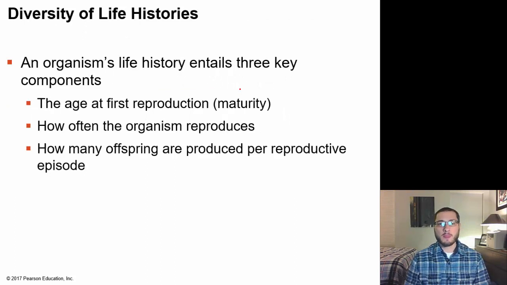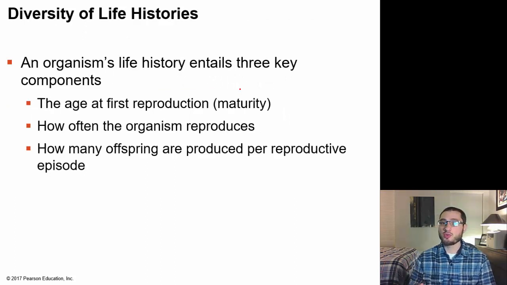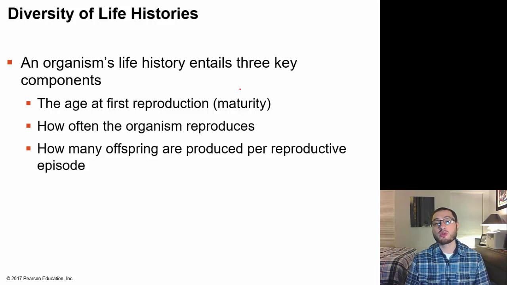So 3 key components are going to be the age at first reproduction, or when we say that they've met reproductive maturity, how often the organism is going to reproduce, and how many offspring are produced per reproductive episode. So you think about different organisms, and you see that these three components are very different from one organism to the next.